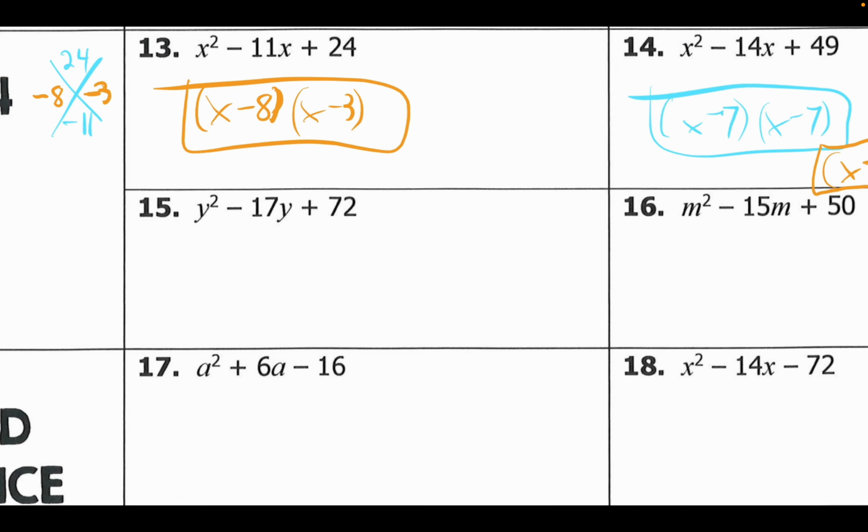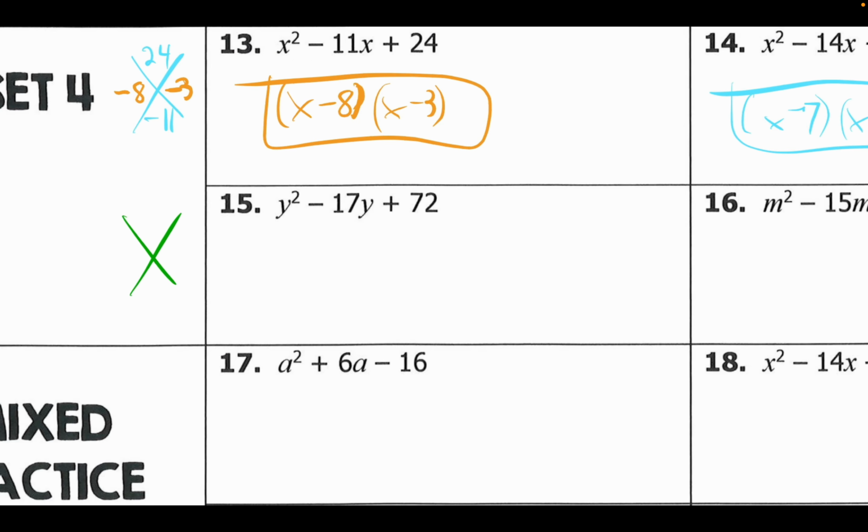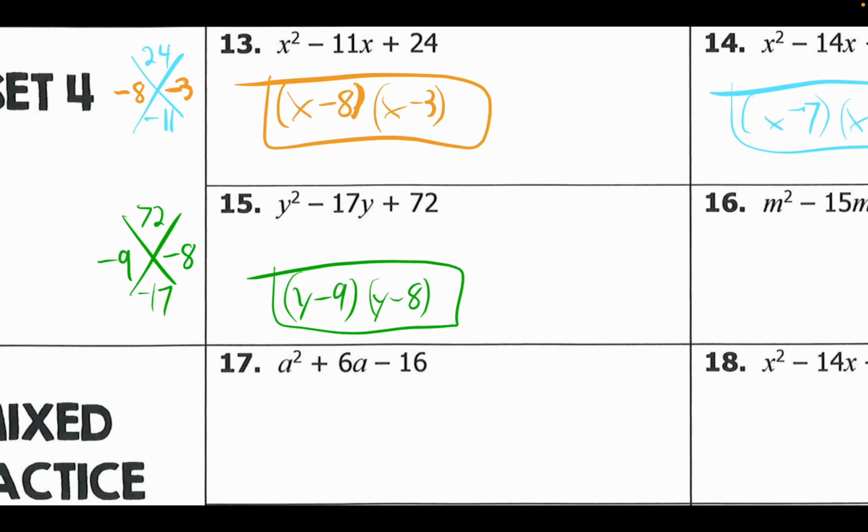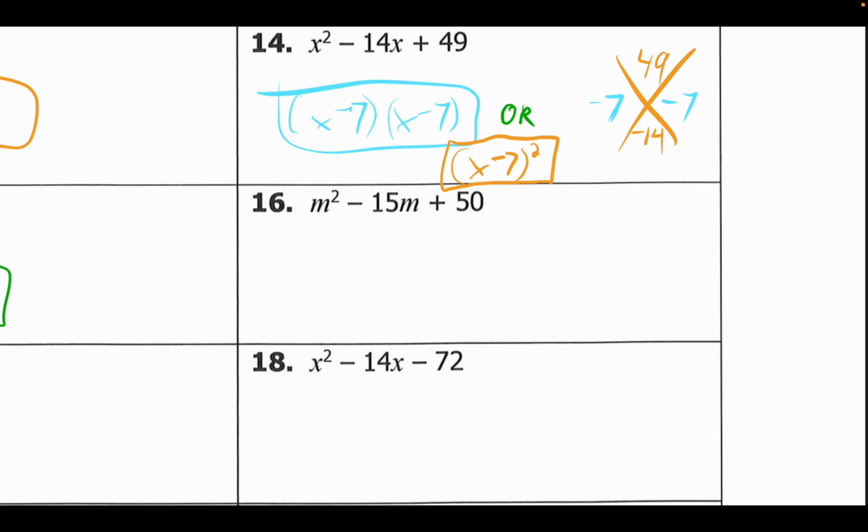Number 15, so we make the x, we get 72 on the top and negative 17 on the bottom. And two negatives here that would do the trick would be a 9 and an 8. So we have y minus 9 and y minus 8. And then number 16 here, we're going to have 50 at the top, negative 15 on the bottom, and it'd be negative 10 and negative 5. So we're going to have m minus 10 as one factor, and m minus 5 is the other.